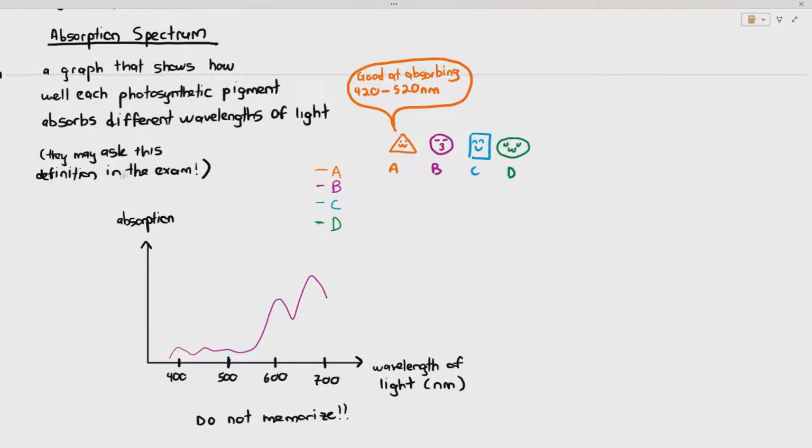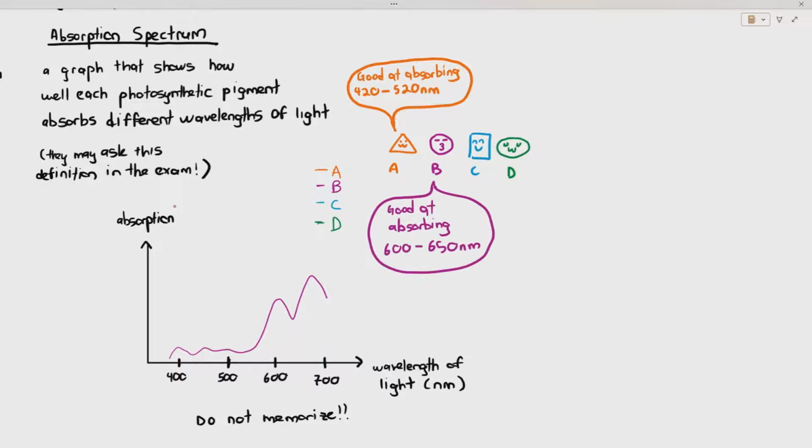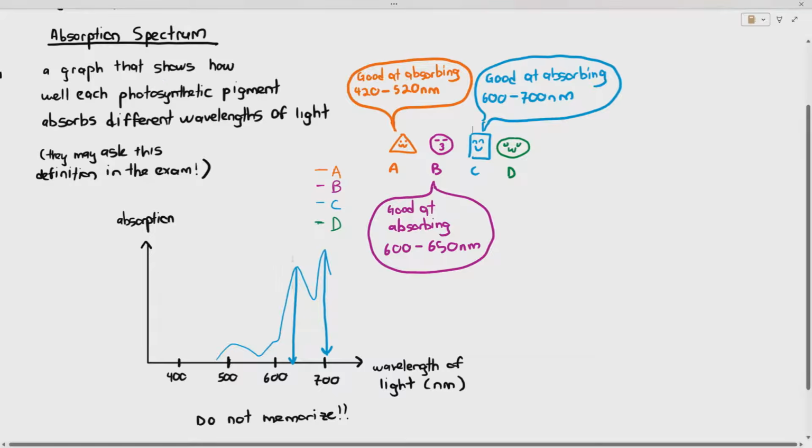It's good at absorbing light at around 600 to about 650 nanometers. So that's what pigment B is specialized for. Pigment C, however, if you see that in the graph, it absorbs a lot of light at about 600 nanometers, give or take, to about 700. Yeah, I know it's actually about 620 nanometers, but I'm just going to put it at 600 nanometers to 700 nanometers, just to give it a kind of round ballpark figure.